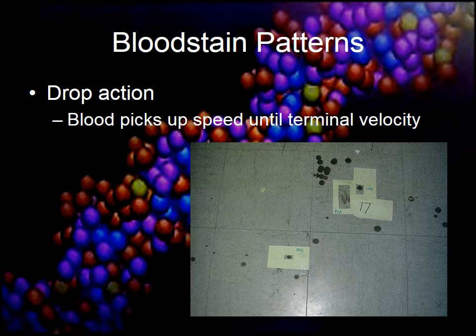Blood, or any liquid, again, or any object to be honest, picks up speed until it reaches a terminal velocity. So the air resists that droppage and the gravity pulls that droppage, and the two forces eventually equalize until you reach a maximum velocity and it goes no faster. So if you were to toss something off the Empire State Building at the top level, it will not continue to increase in speed until it gets to the bottom. At some point it's going to reach its maximum velocity and go no faster.